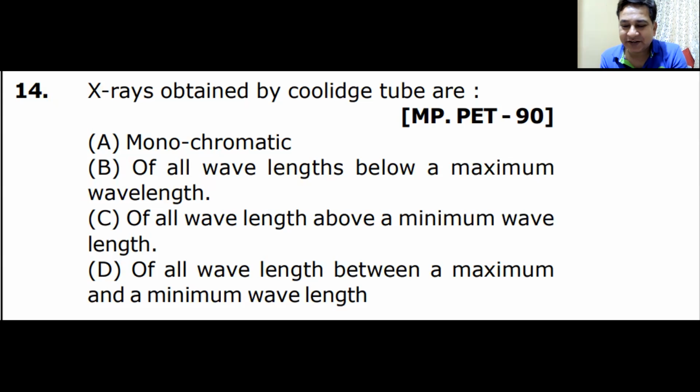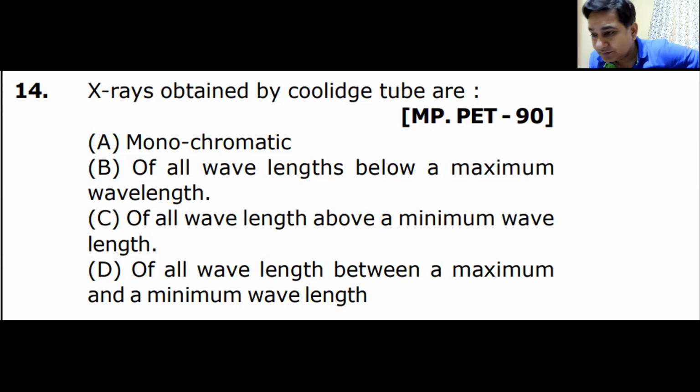What we have studied, sir, you have put everything in the flush and flushed it out of the system. We saw the minimum wavelength, yes or no? We just saw the diagram, that above a minimum wavelength, every wavelength is possible, yes or no? So the answer is C: of all wavelengths above a minimum wavelength.